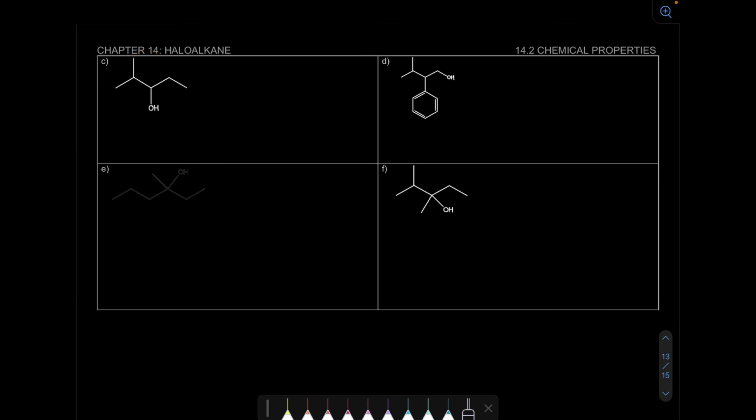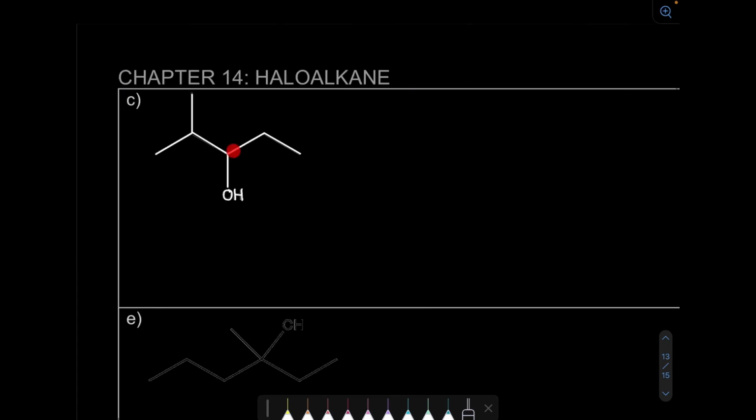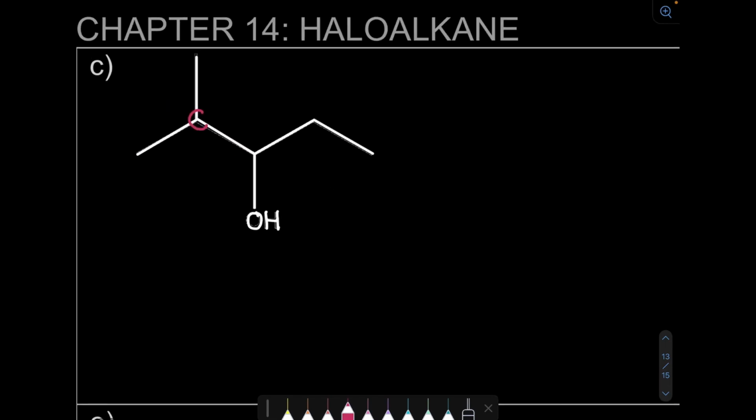So kita tengok question C. So question C, first and foremost, okay, tengok dulu dia bonded tu berapa carbon. So dia bonded tu 2 carbon. So bila dia bonded to 2 carbon, maksud dia ada 2 possibility. Okay, I'm gonna write down lah kat tepi ni. This is actually our secondary alcohol. So secondary alcohol, what we have, maknanya kita boleh 2 possibility lah.